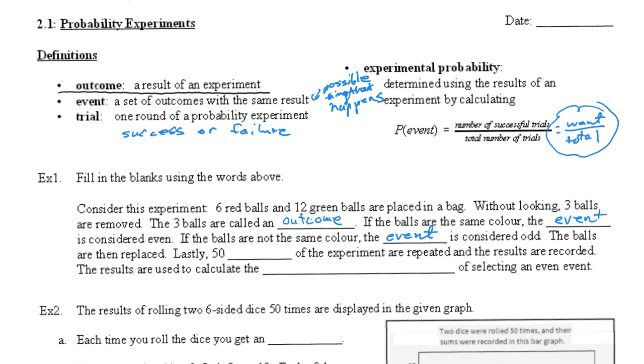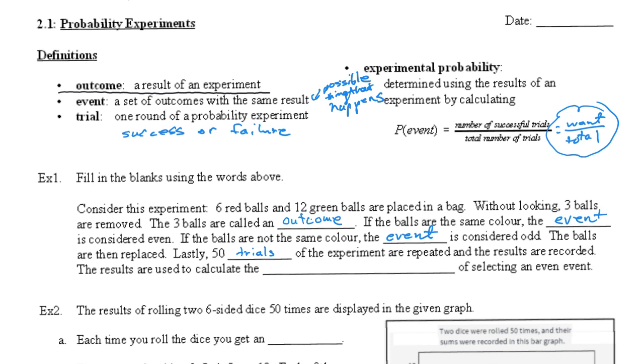So this is a different outcome. Okay, now the balls are then replaced. Lastly, 50 blank of the experiment are repeated. So we're going to say 50 trials of me just pulling out 3 balls from the bag are repeated. So it's something that is done over and over again. And every time we go over it, all of the events total up to the trials. But if there are 50 trials, that's the number. If we do this 50 times, that's the number of trials that we have.